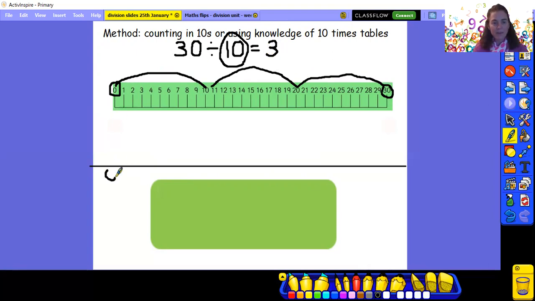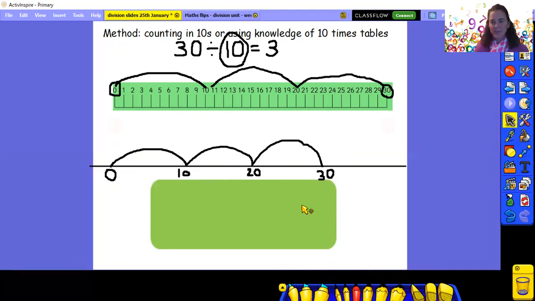If you didn't have a number line, we can easily do it just with a straight line. So remember, we start on 0. Our target number is 30. Here we go. We're going to count in tens until we get to 30. So we've got 10, 20, 30. So 3 lots of 10 go into 30.